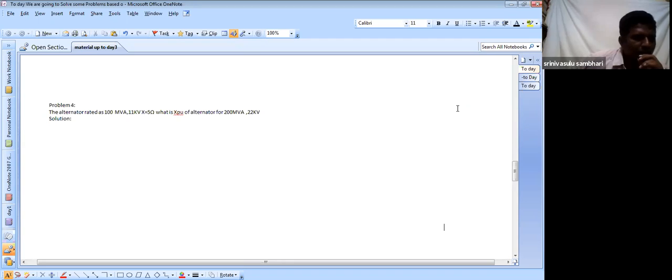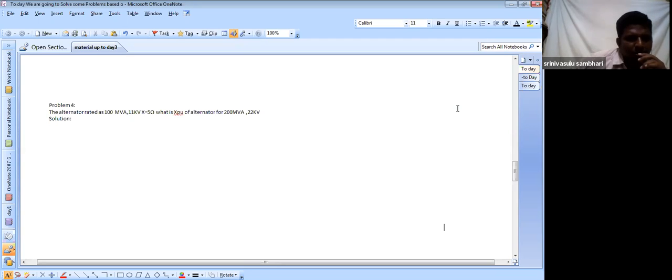This is also one GATE question. Not GATE, this is an IES question. One more question: an alternator rated 100 MVA, 11 kV, X equal to 5 ohms. What is the X equal to here? Not per unit. 5 ohms means the actual value. Are you getting my point?